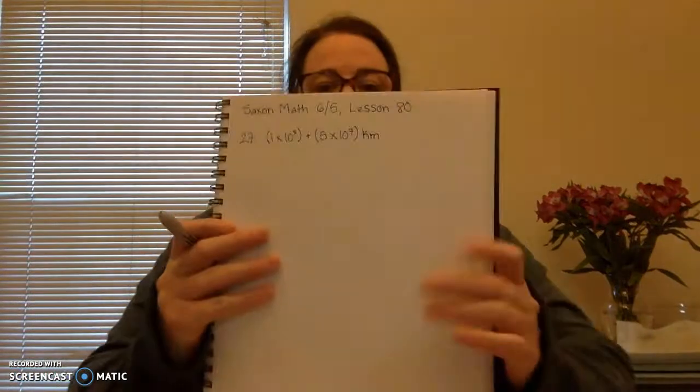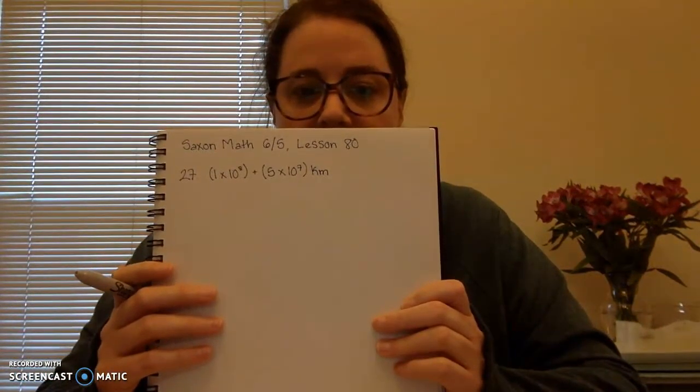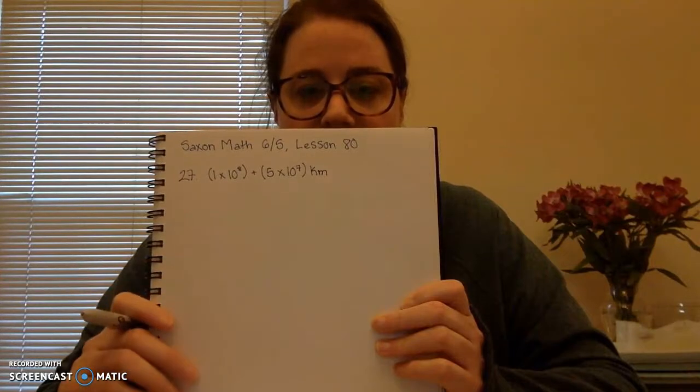Number 24 is 0. Number 25 is 1:10 a.m., a period m period. Number 26 is 2. Number 27 should look like this. I hope everybody can see that. 1 times 10 to the 8th plus 5 times 10 to the 7th kilometers.